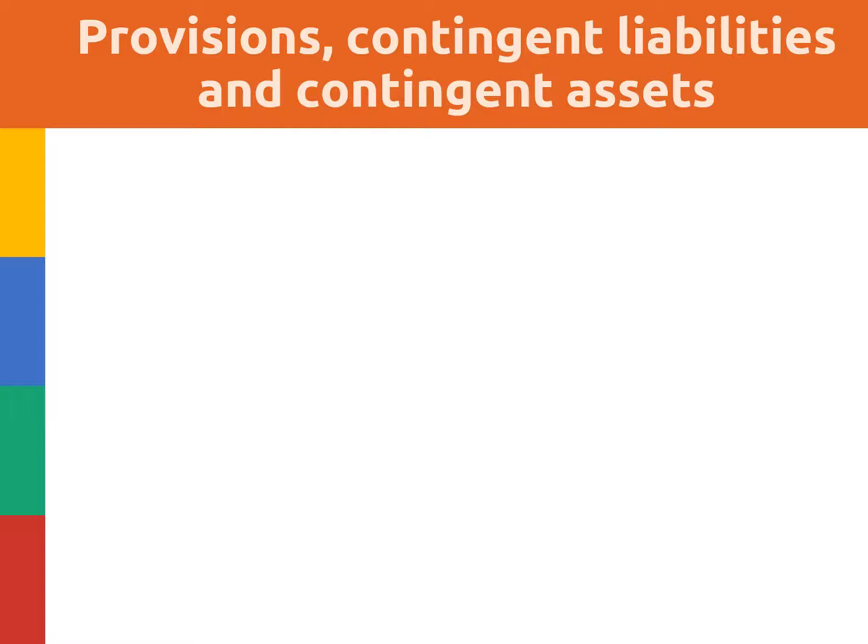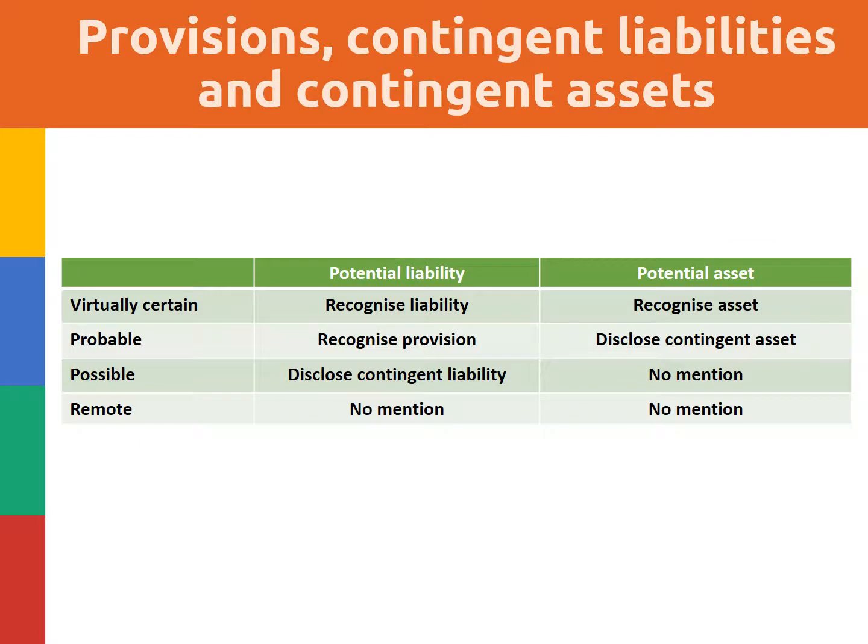You may need to consider accounting for a provision, contingent liability, or contingent asset in the exam. Indeed, you may need to identify that these exist and haven't been recognised appropriately. So what are the main rules? It all comes down to likelihood. If we are trying to decide what to do with a potential liability, and that liability is virtually certain, then we would recognise it as a normal liability.